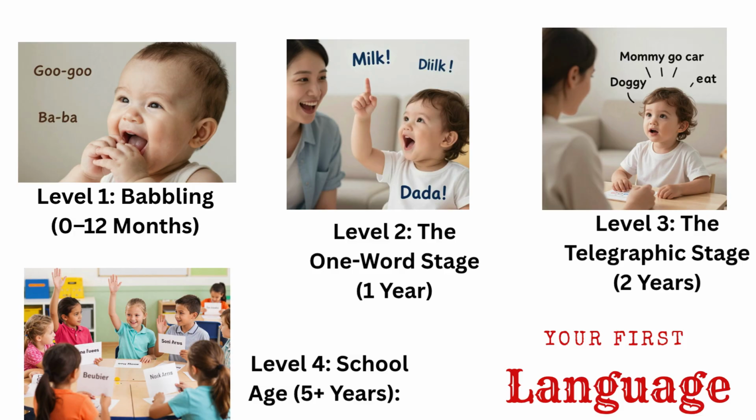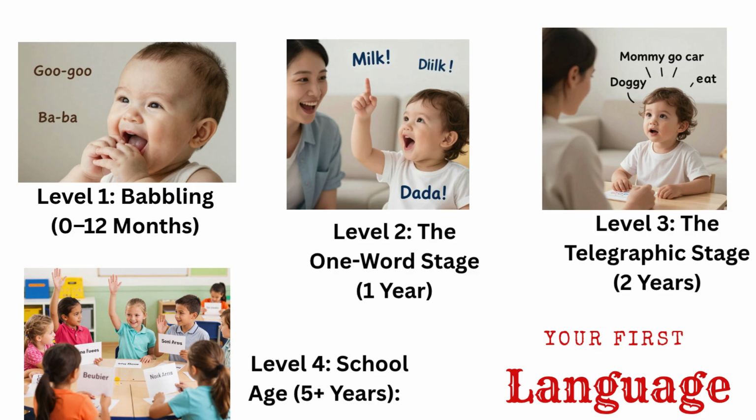Part 1. Your first language, the baby path. When you were a tiny baby, your brain was busy getting ready. Here's how you leveled up. Level 1. Babbling, 0 to 12 months. You didn't have any words yet, so you practiced with goo goo and ba. This is your brain warming up the muscles in your mouth.